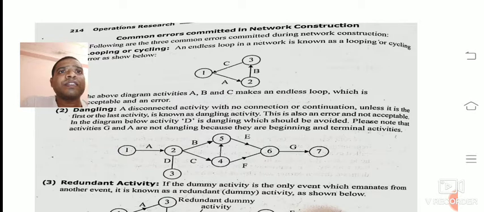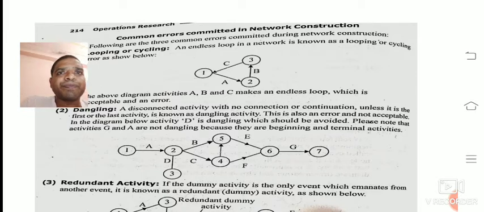An endless loop in a network is known as looping or cycling. As shown below, 1 to 2, 2 to 3, 3 to 2. This is cyclic in nature. This is one of the errors.